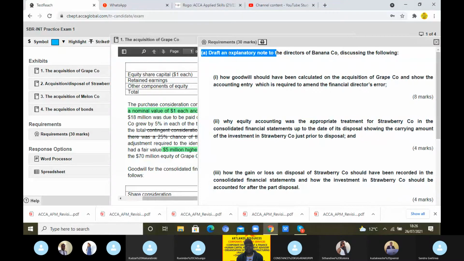Please, when you are reading the question, start from this point here. Draft an explanatory note discussing how. So you are explaining to directors how goodwill should have been calculated. You are not just calculating goodwill, so to speak. So you have got two response options here. You choose which one is appropriate. In this case, it is the word processor.